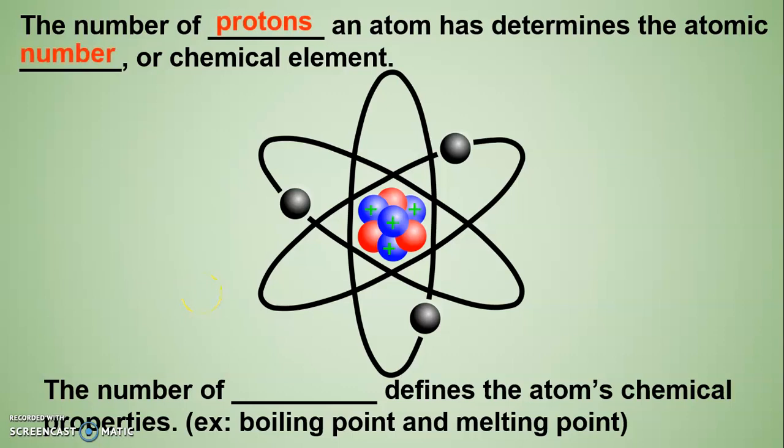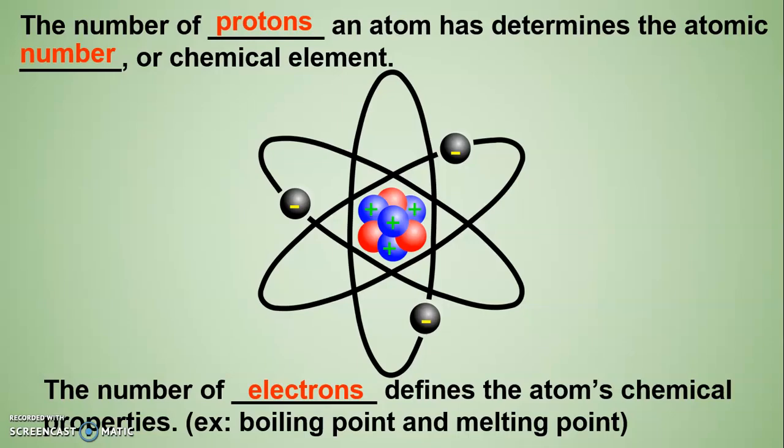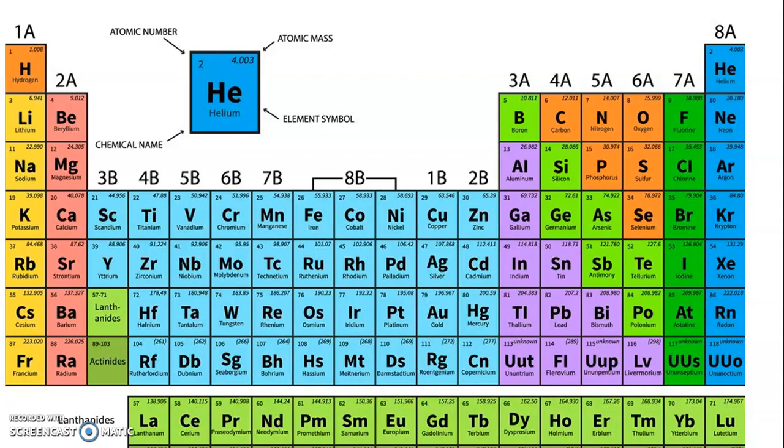Okay, so the number of protons an atom has determines the atomic number or chemical element. So I'm going to pop to this slide and then we're going to go back to that one. So what does that mean, right? The number of protons determines the atomic number. So here's our periodic table. And if you notice, there's numbers written in the left-hand corner. And it goes in order. Hydrogen is 1, helium is 2, lithium is 3, beryllium is 4, 5, 6, 7, 8. That's not random. That is the protons in that atom, right?